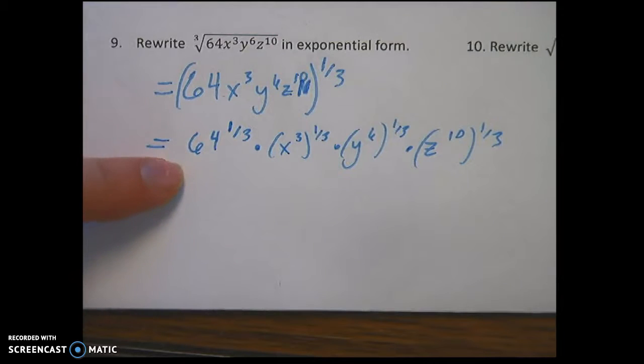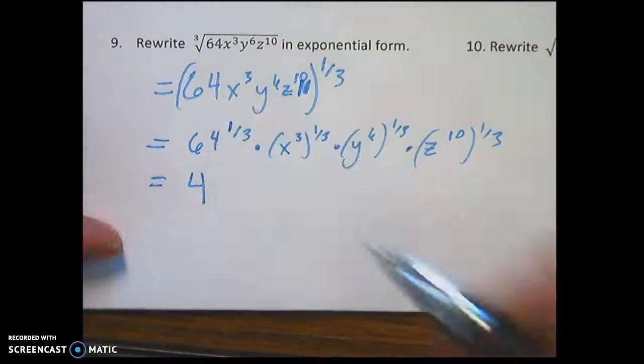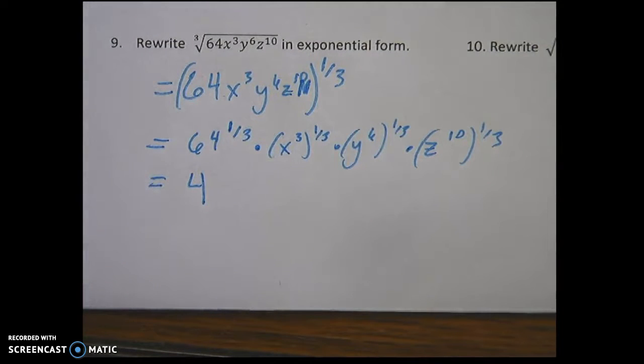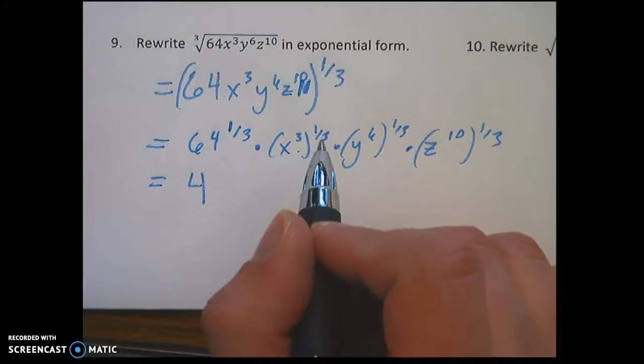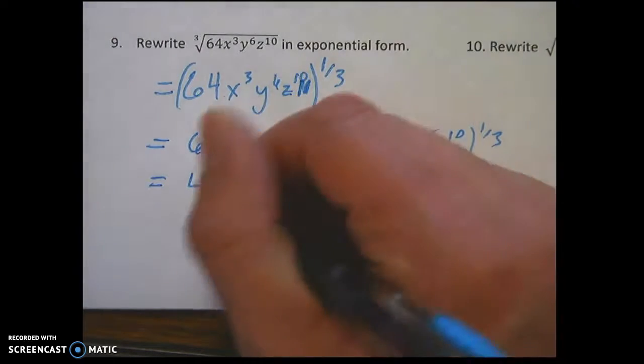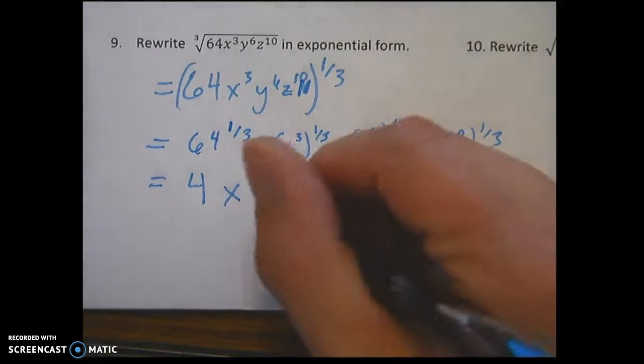But before I do any of that, 64 to the 1/3 power is the same thing as the cube root of 64. And of course, the cube root of 64 is just 4. And then x cubed to the 1/3 power, 3 times 1/3 is just 1. So this is x to the first power, or just x. Y to the 6th to the 1/3 power, 6 times 1/3 is 2. So that's just y squared.